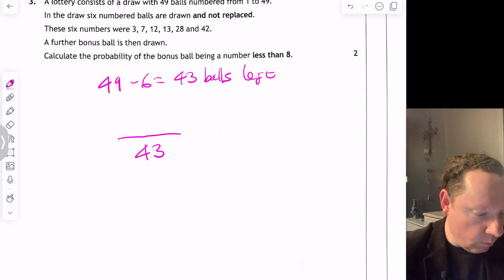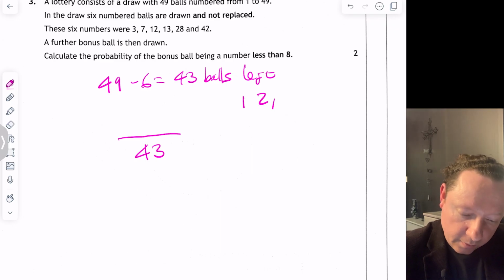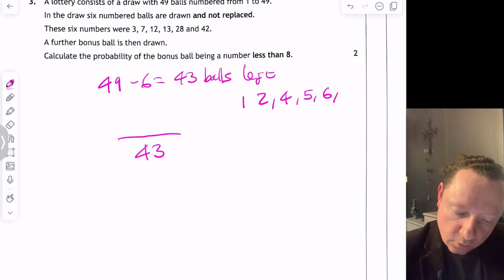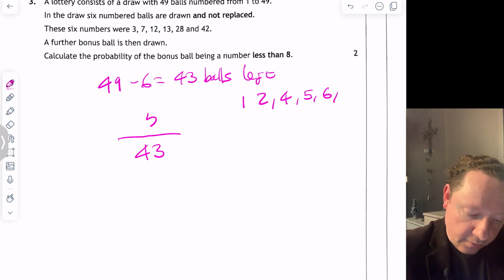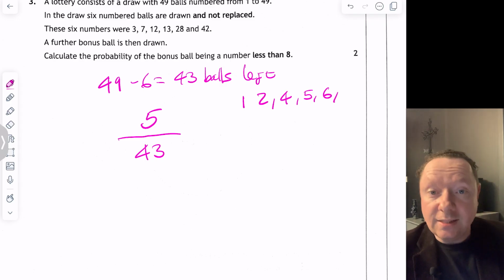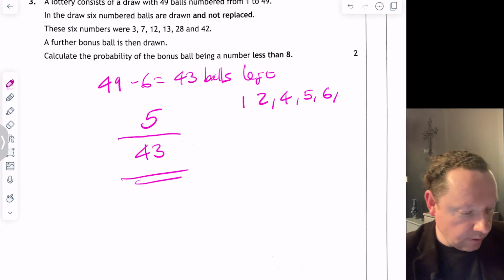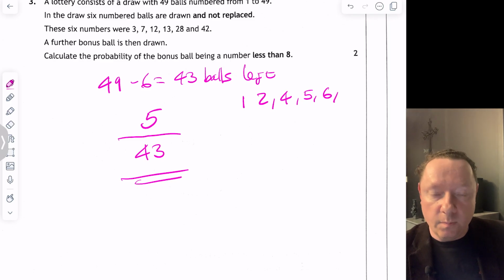So I need to work out what balls I've got. So I've got 1, I've got ball 2, I've not got 3, but I've got 4, I've got 5, I've got 6, but I've not got 7 because 3 and 7 have been drawn. I mean, it's less than 8, so I don't go up to 8. So how many balls is that? 1, 2, 3, 4, 5. 5 out of 43. Check that that's simplified. 5 doesn't go into 43, so I'm done. I can leave that as a fraction or change it to a decimal if you feel you must.